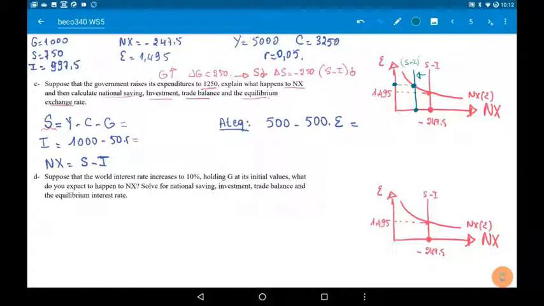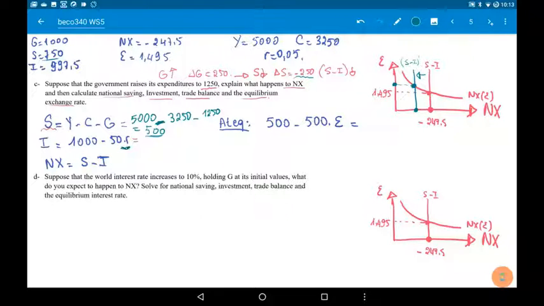So S equals 5,000, Y did not change, minus 3,250, consumption did not change. As for G, it's now 1,250. So S now equals 500. As you see, it was 750, it decreased to 500, so it changed by 250.